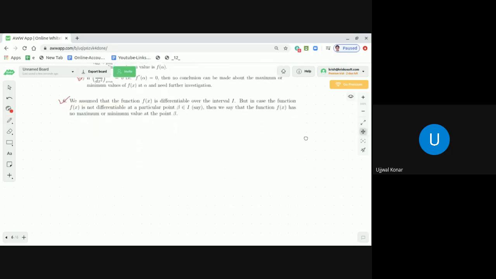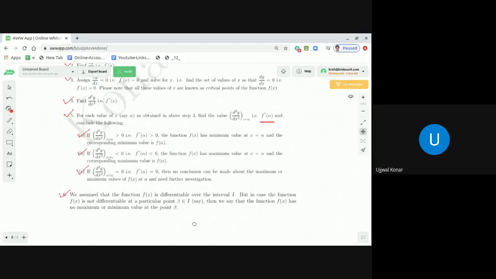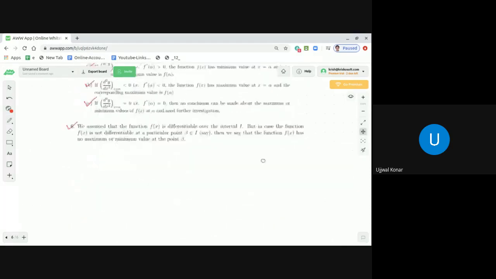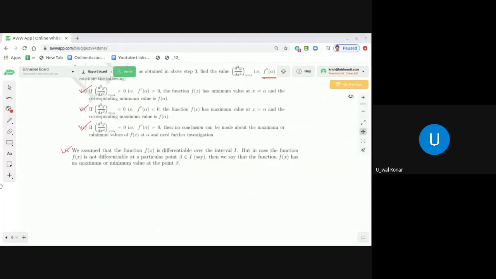Correct, dear students? Now, whatever we discussed about the second derivative test was to find the local maxima and local minima, as you see here, of a function of a single variable. Now, the last point we are going to discuss is how to find the absolute maxima and absolute minima of a single variable function. After that, we will solve one representative problem to make our understanding absolutely clear.